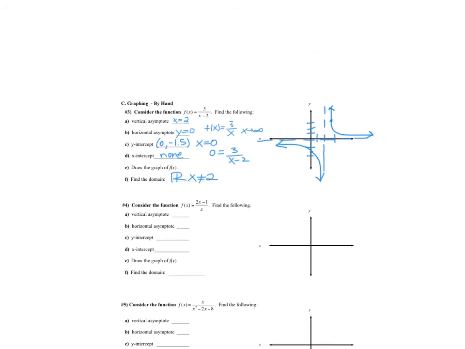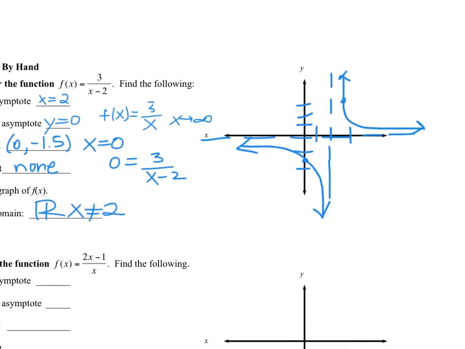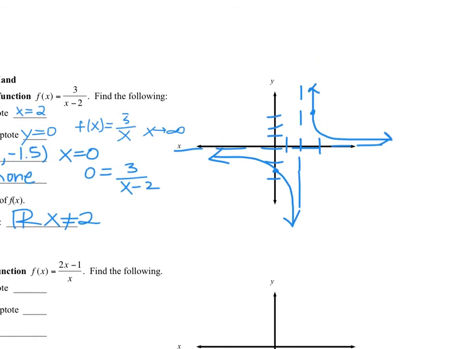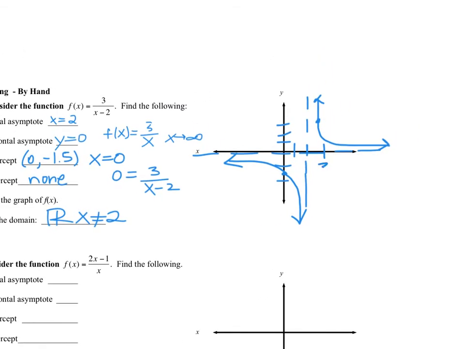Wait, how do you know where to plot the one above the x-axis, the point? This one? Yeah. I took x equals 3 and I plugged it in. So f of 3 is 3 over 3 minus 2, which is 3 over 1, which is 3. Okay. So how do we know what number to plug in for that? I always plug in the number right next to the asymptote. Okay. Could you say that again, please?